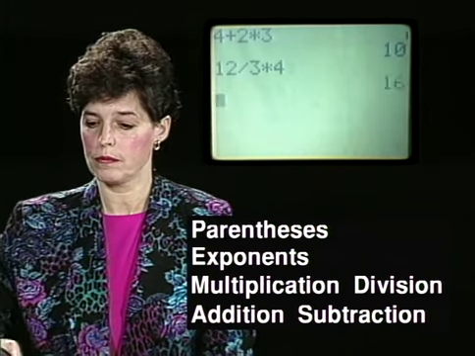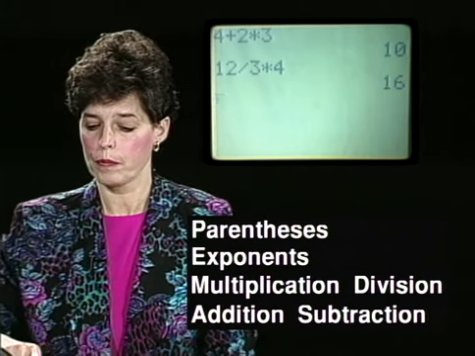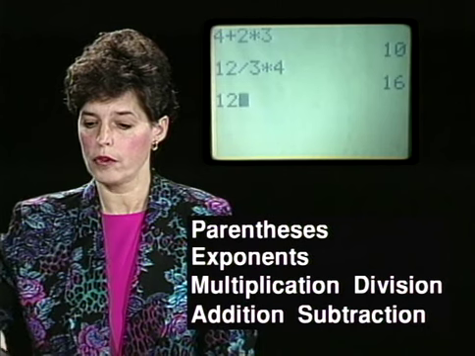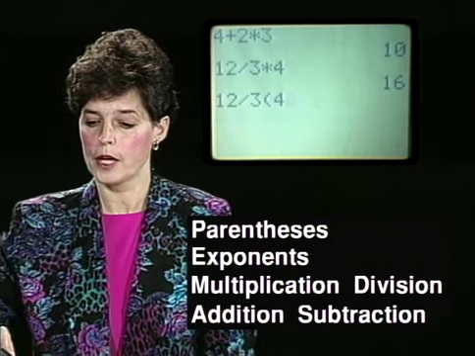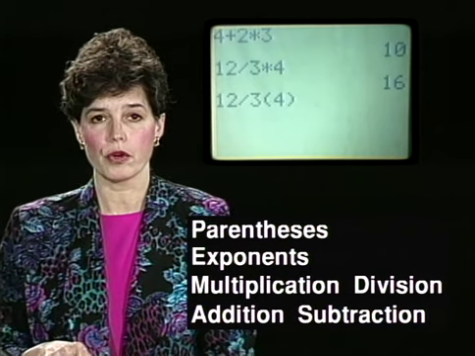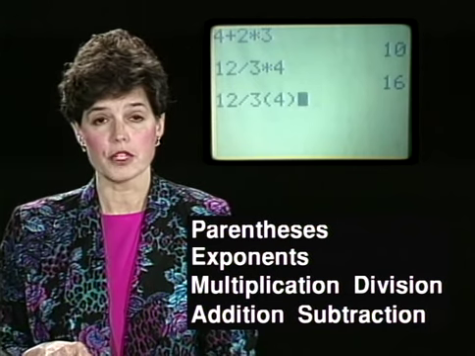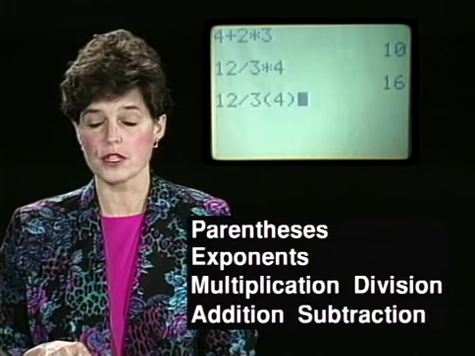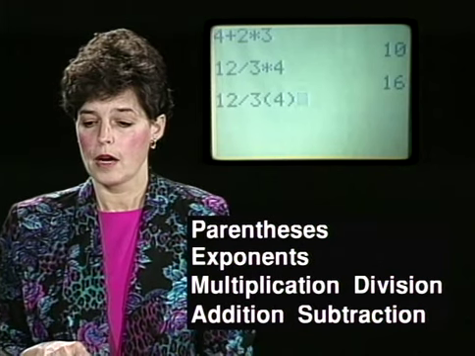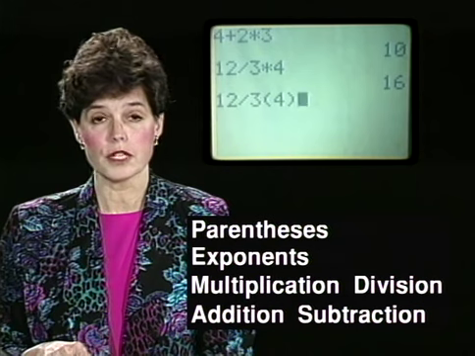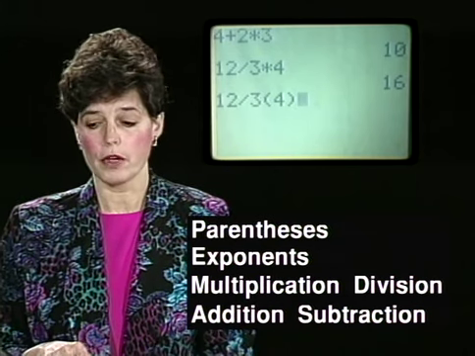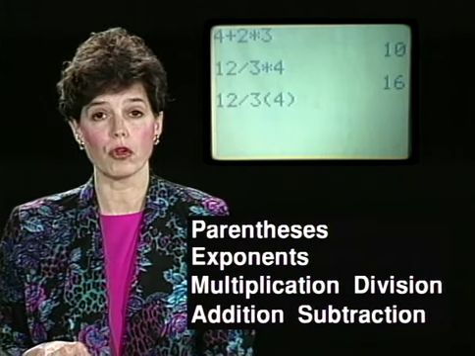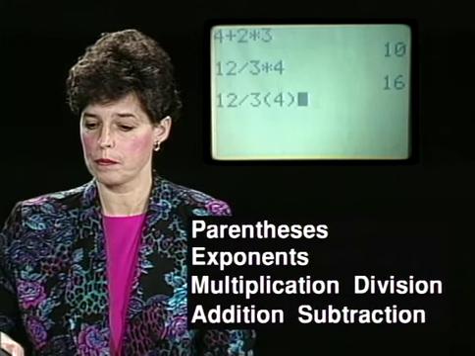Multiplication can be written in another way with this calculator. I'm going to do 12 divided by 3, and I'm going to show my multiplication by putting the 4 in parentheses. Quite often on a piece of paper, if we were writing out this problem, this is the way we would do it. However, the calculator will still do these operations in order from left to right. We're going to have 12 divided by 3, which is 4, and then multiplied by 4, which is 16.